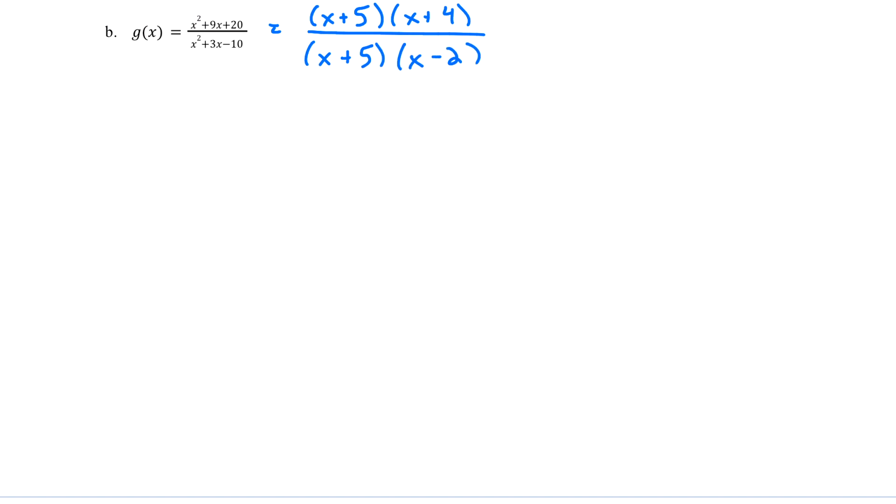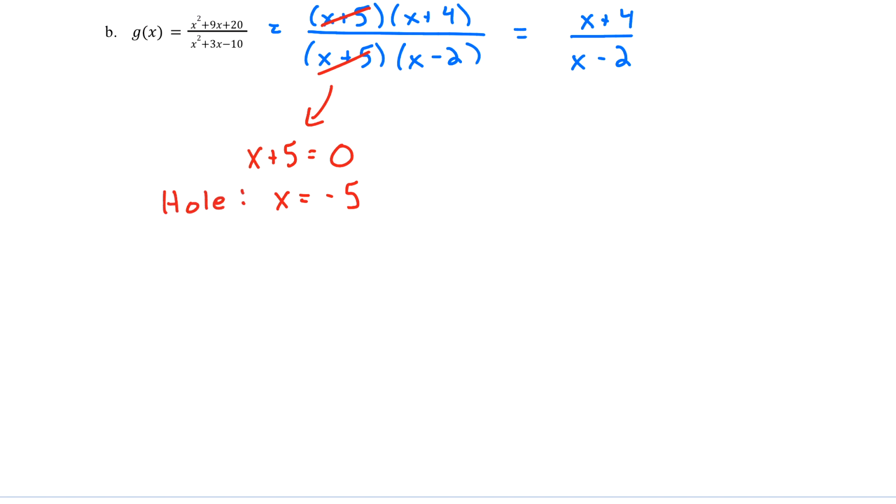And we've got that common factor of x plus 5. That's really nice that we can cancel that. We're left with x plus 4 over x minus 2. So we know any canceled factors, we need to take those and set them equal to 0. So that means that we're going to have a hole at x equals negative 5.